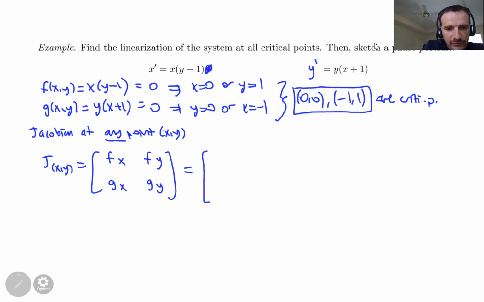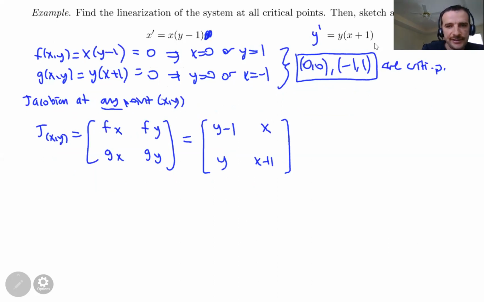And what is that equal to? Partial derivative of f with respect to x is y minus 1. And the partial derivative of f with respect to y is x, right? Partial derivative of g with respect to x is y. And partial derivative of g with respect to y is x plus y. Okay. Now, let's find the linearization at each point.